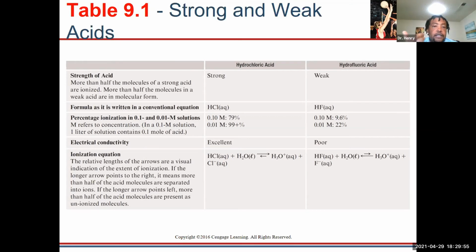So here's an example of a strong acid and a weak acid. Hydrochloric acid is a strong acid. This is the chemical formula for a strong acid, and these are the different molarities of the acids. Molarity tells you the concentration of the HCl in that solution. In a higher concentration, 79% of the HCl is ionized, and in a lower concentration, 99+% of it is ionized.